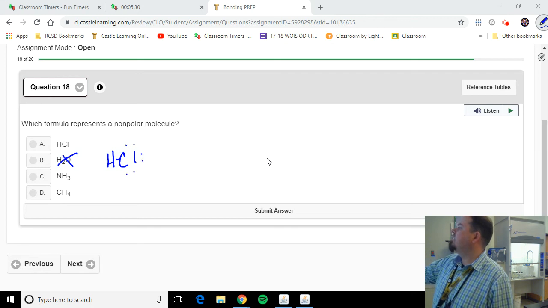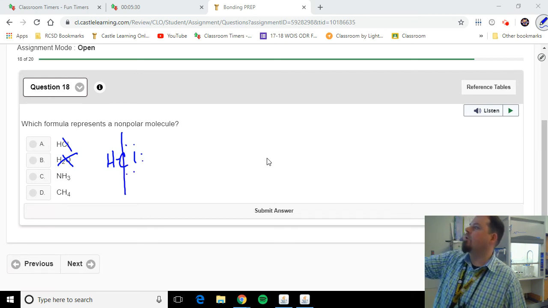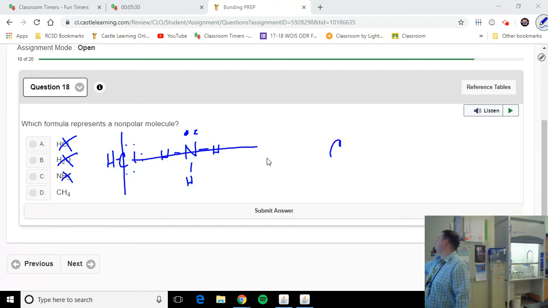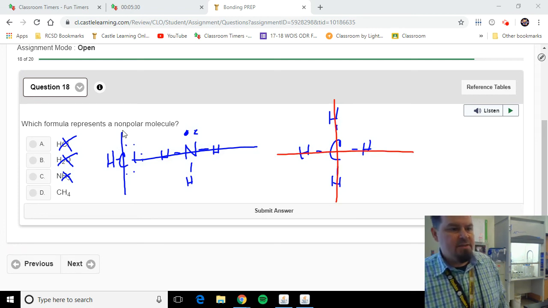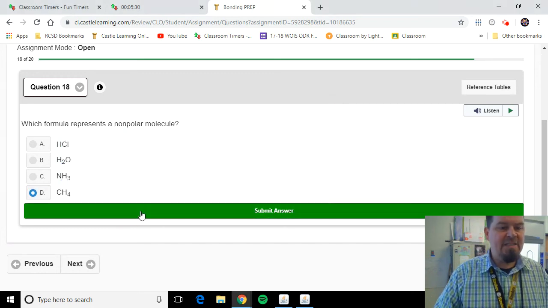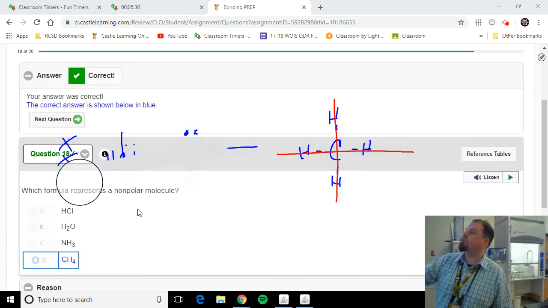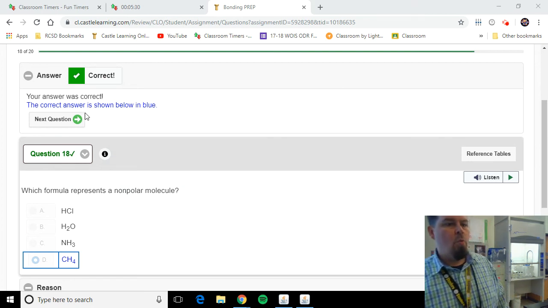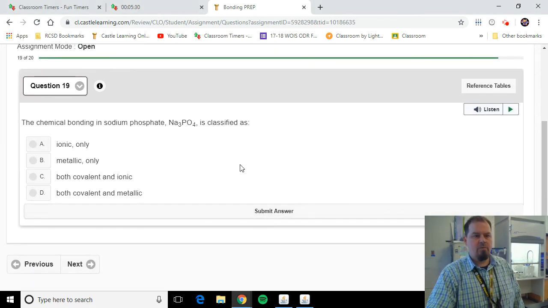HCl looks like this. It fails the symmetry test right there, so he's polar. NH3 looks like this. He fails the symmetry test this way. He's polar. That leaves me with CH4. He passes the symmetry test both sides. Left and right, yes. Up top and bottom, yes. He passes. CH4 is nonpolar. Remember, SNAP comes into play. Symmetrical is nonpolar. Asymmetrical is polar. 3 of those were asymmetrical. 1 of them was symmetrical.